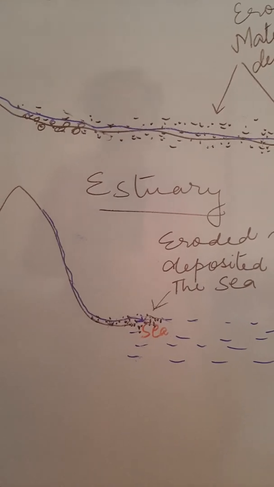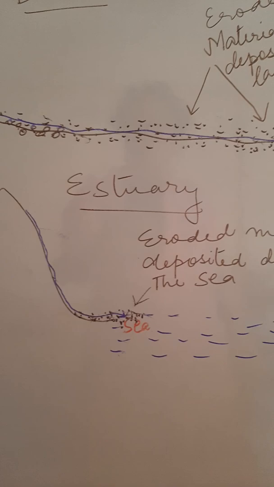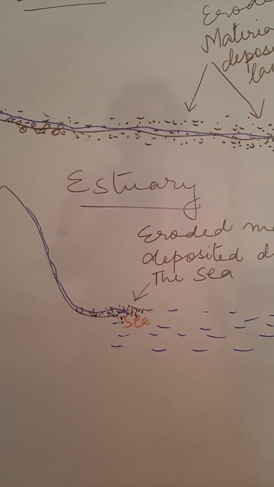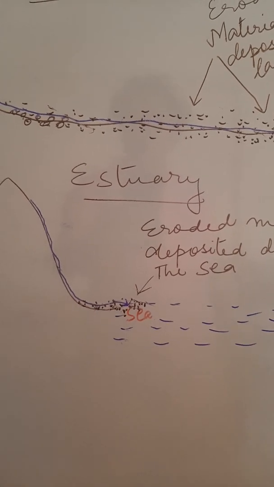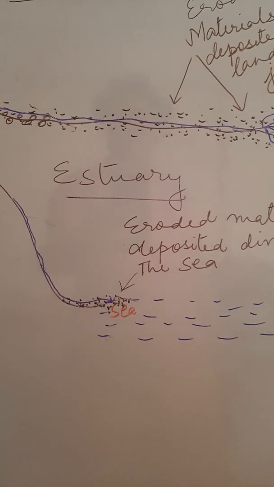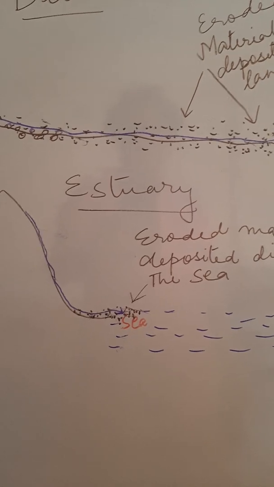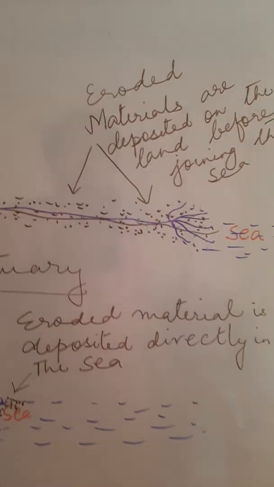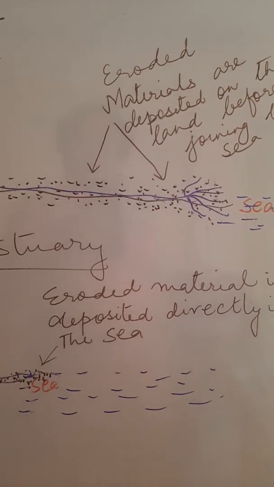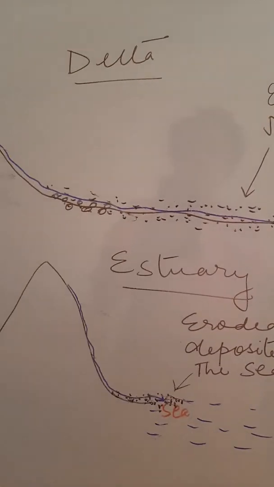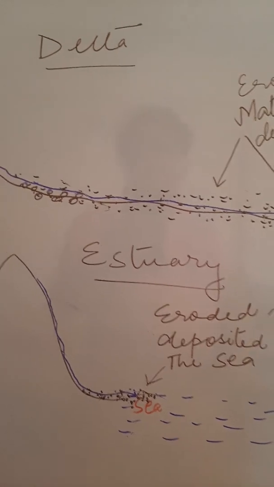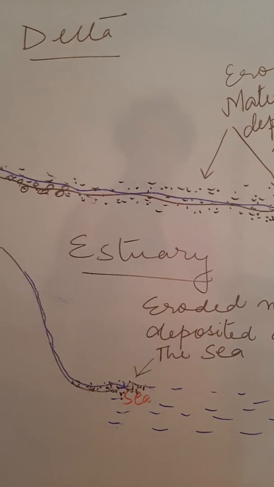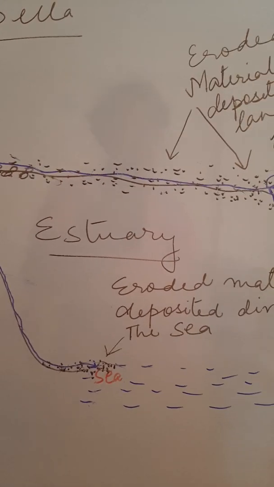And this kind of structure is seen in all the rivers coming down the Western Ghats and joining the Arabian Sea. Such a structure is known as estuary, and the delta structure is seen in all the rivers joining the Bay of Bengal. So this is known as delta and this is known as estuary. So children, I think after watching this diagram, your doubt is clear.